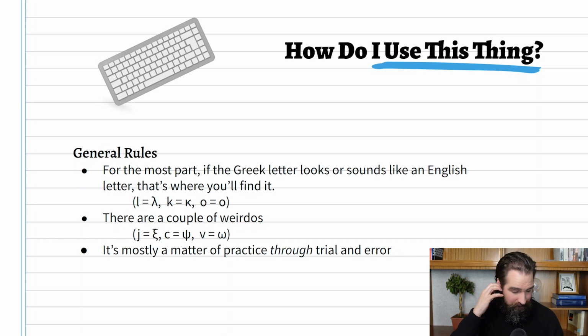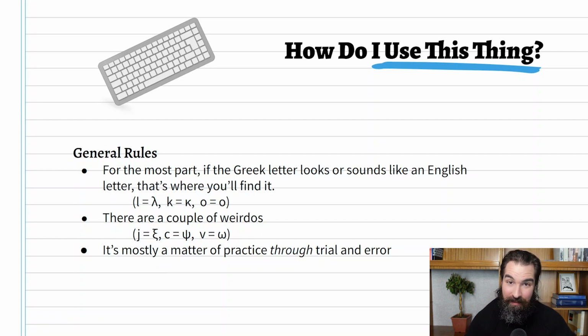There's some exceptions, and a couple of just weird ones, like in English, we don't have a xi. We don't have a xi example or corresponding letter, so that becomes the English J. We don't have a psi, that becomes the English C. We don't have an omega, though you might assume that it would be the W. It's not. It's a V. I wrote here, it's mostly a matter of practice through trial and error, because it's true.